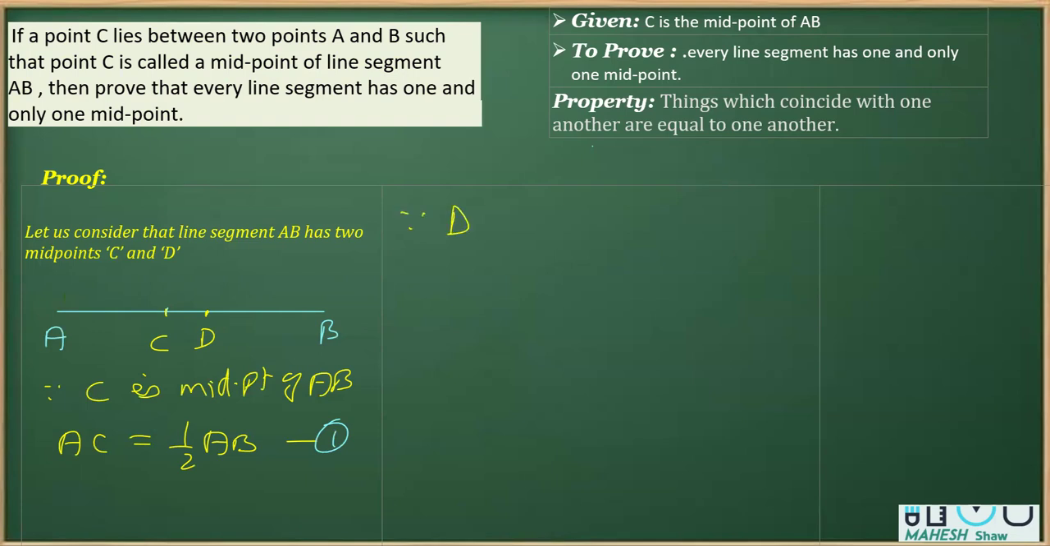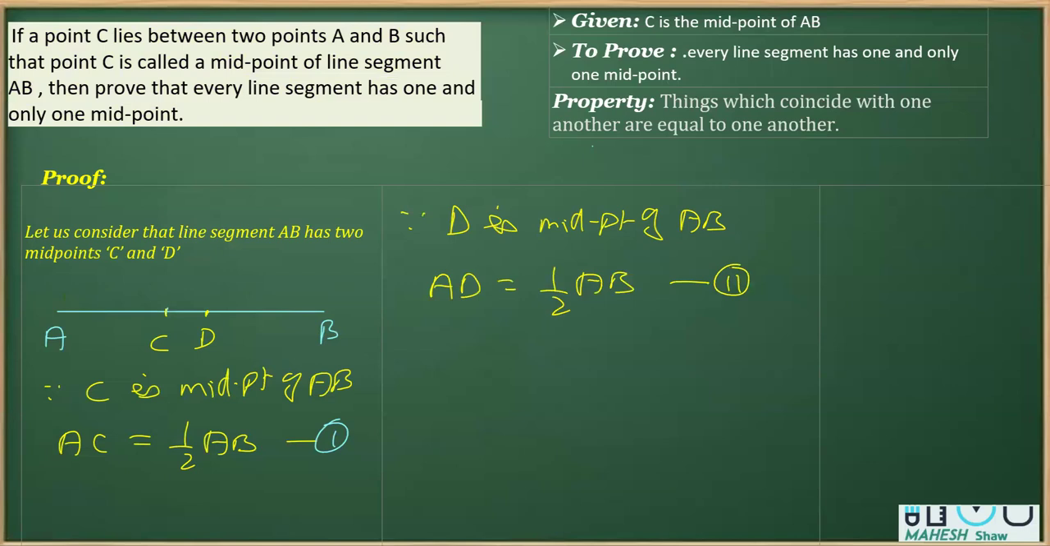Now, also you know that even D is the midpoint. So since D is the midpoint of AB, from the same reason, I can say that AD will be half of AB. And that is equation 2.